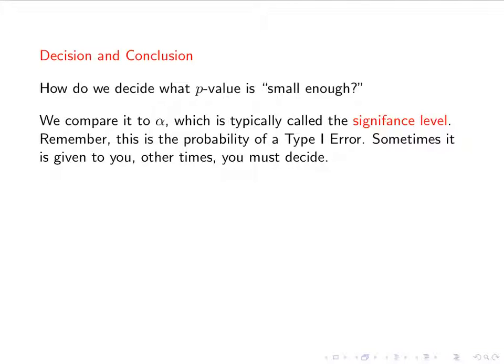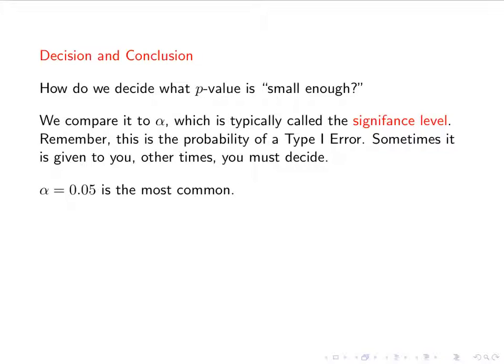What we do is we compare the p-value to alpha, which is called the significance level. And remember, alpha was the probability of a type 1 error. Sometimes it's given to you, other times it's not, and you have to make a decision. You want to decide this before you look at any other piece of information. So before you look at x bar or n or anything else, you need to decide on your alpha if it's not given to you.